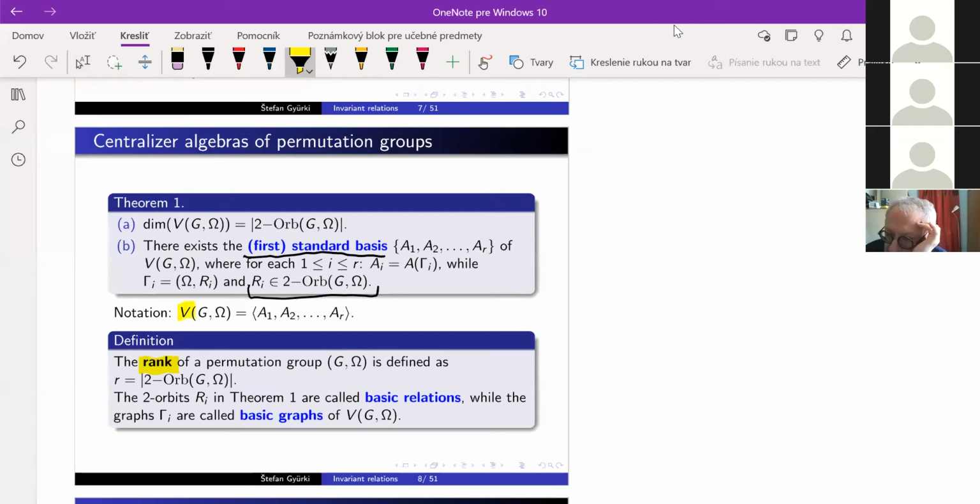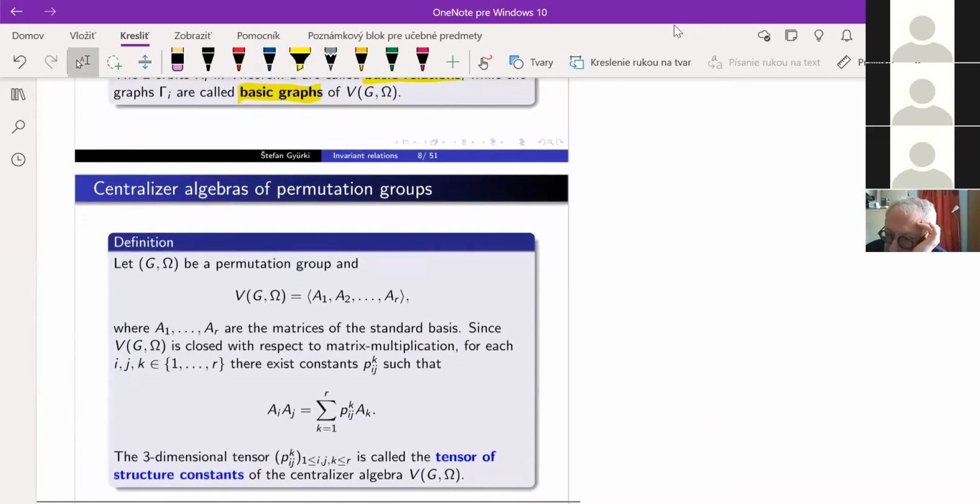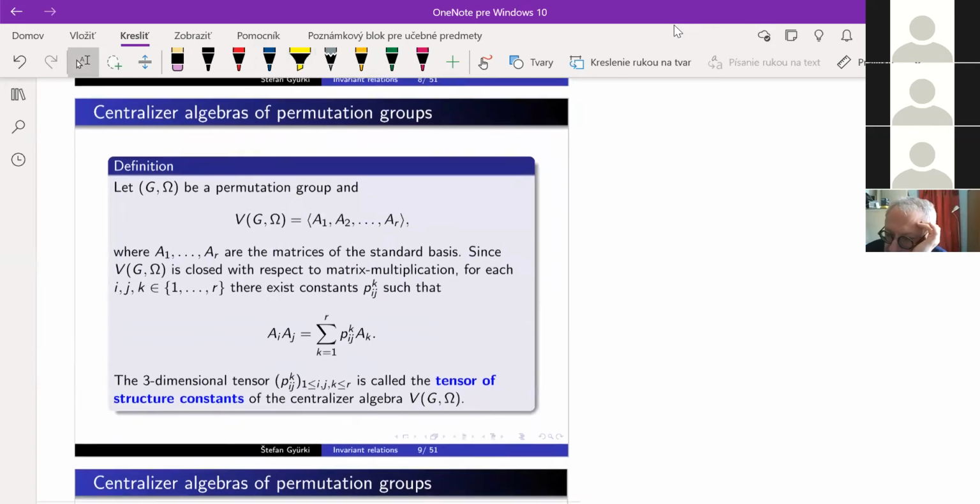We write that the centralizer algebra V is generated by matrices A1, A2, A3, and so on. So we will refer to the two orbits as basic relations, and to the corresponding graphs as basic graphs of the centralizer ring. Similar concepts were in the previous lectures. A little bit later I will also give examples for this.